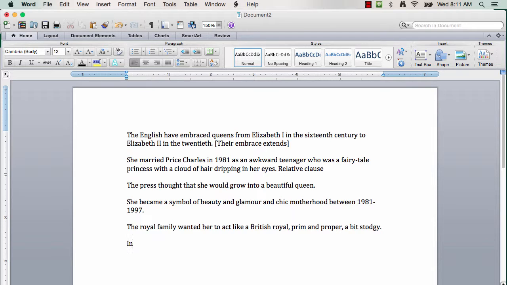Instead, she remained a lively, down-to-earth, young woman. Well, that's what she was when they got married, not what the royals expect.